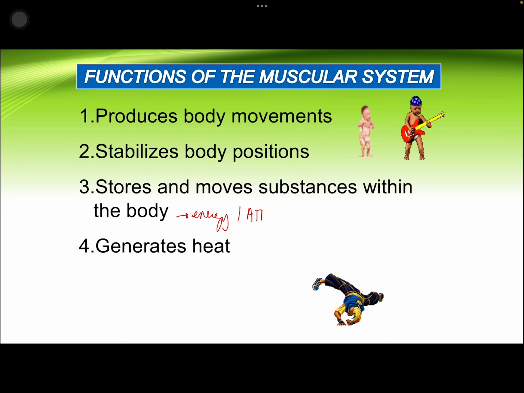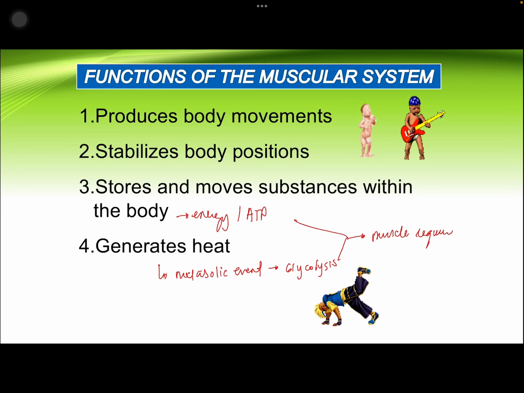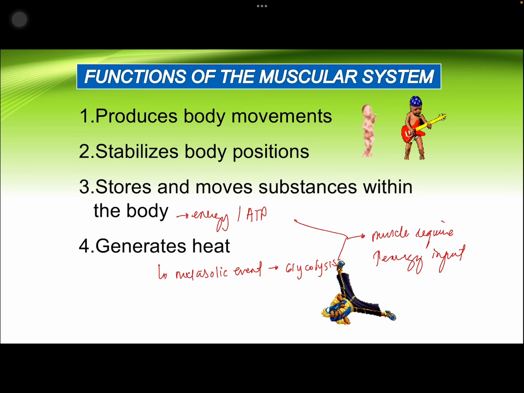in the form of energy, or ATP. It also generates heat through the metabolic events happening in muscle cells, such as your glycolysis. The reason for which is due to the fact that the muscles require high energy input. For it to be able to function, it requires high energy input.